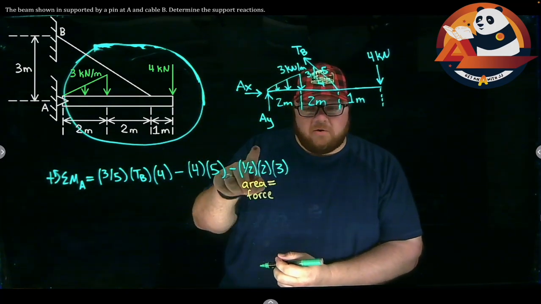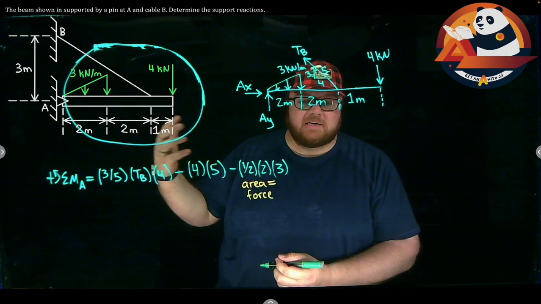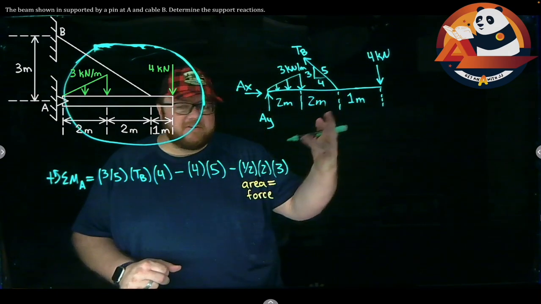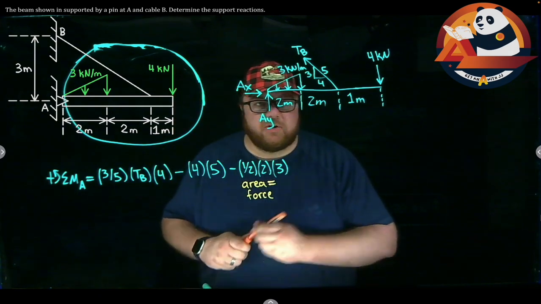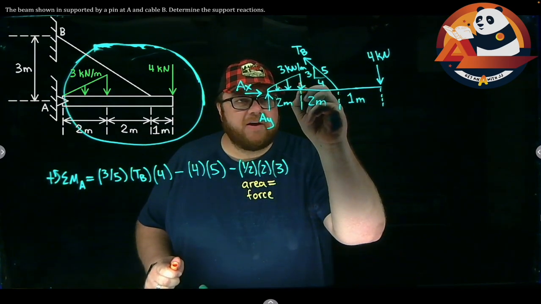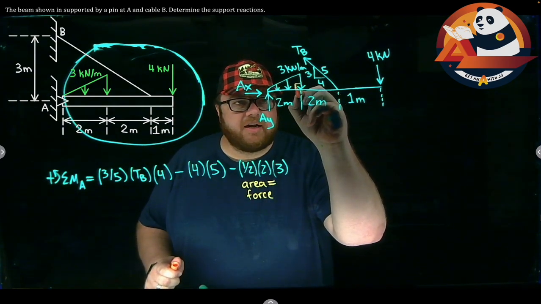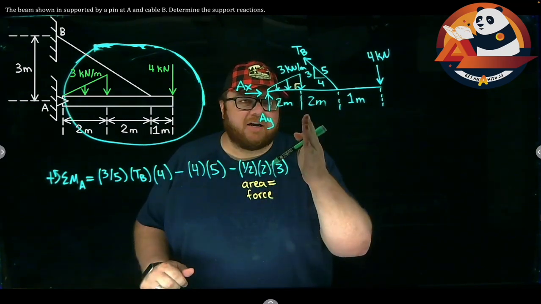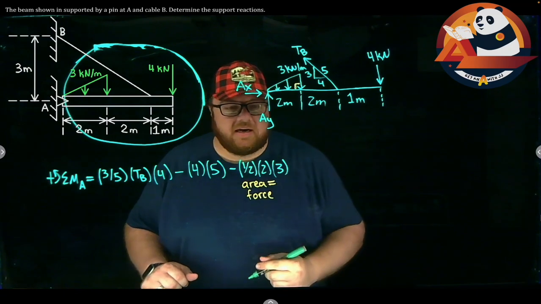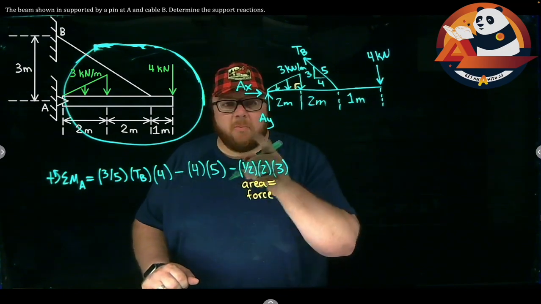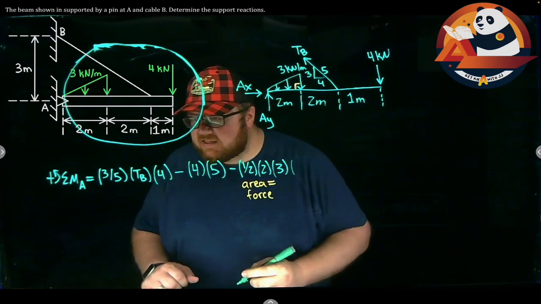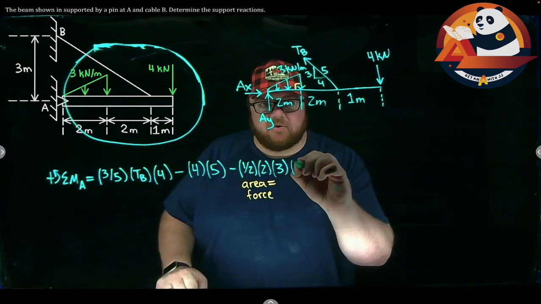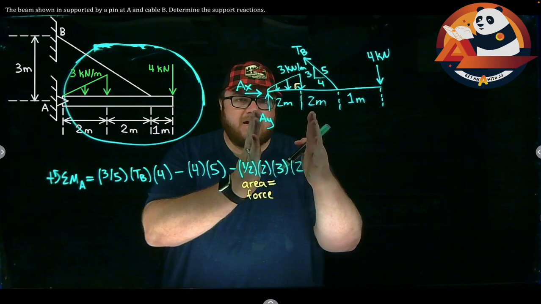I'm not done though. For moment, I need force times distance. The distance should be to the centroid. The centroid of a triangle is 1/3 of the way into the triangle. We have to measure that from the 90-degree corner in that triangle. So measuring from the right side of that triangle, I need to get 1/3 of the way in. But I'm measuring my moments from point A. So my distance term in here, I'm going to say, well, what's my distance from A to that 90-degree corner? It's 2 meters.